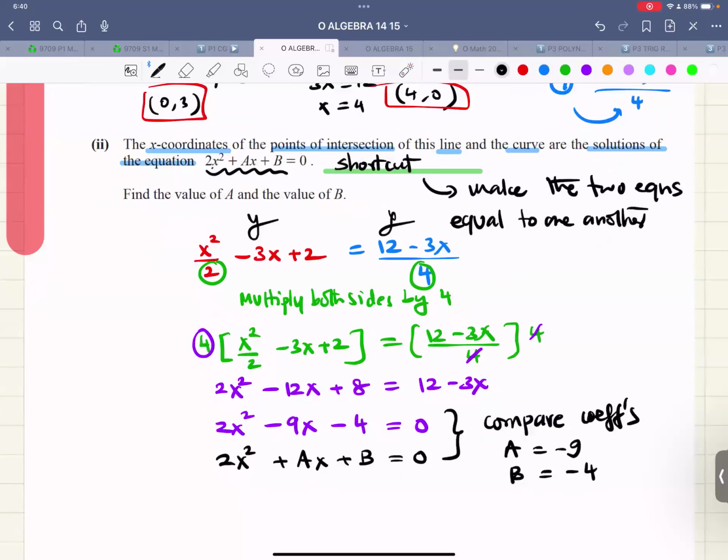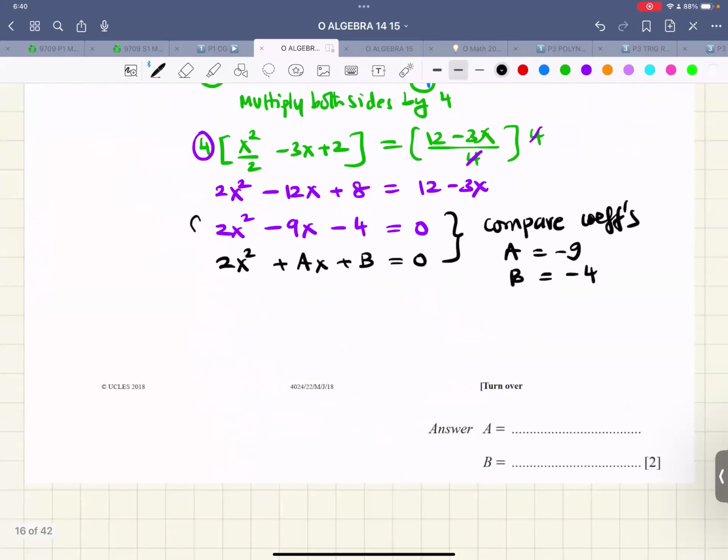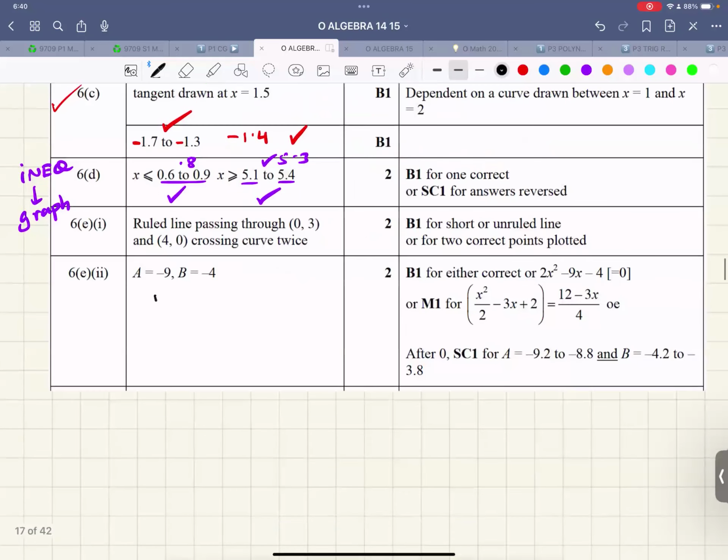They are saying the equation is of the form 2x squared plus ax plus b equals 0. I got this equation. I compared the coefficients. a is the coefficient of x, and minus 9 is the coefficient of x. Therefore, a is negative 9. Similarly, b is the constant term. b is negative 4. Now, a is negative 9, b is negative 4, and that is the 100% correct answer. So all good, all clear.